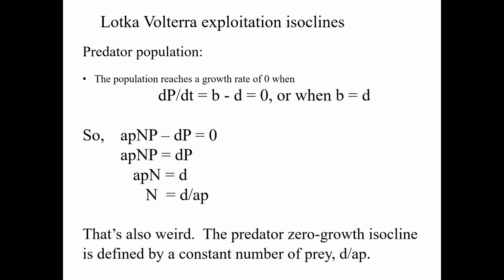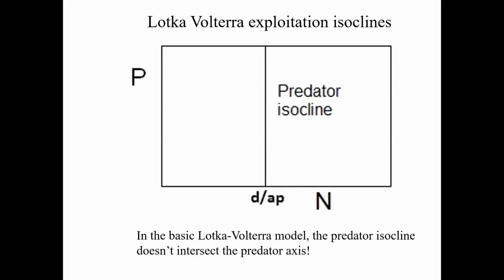Okay, and once again, it seems like this should be completely useless to us because it's so counterintuitive. But this is what it looks like when you graph it. Here's the intercept of the predator isocline. It is always D divided by AP. Okay, and once again, I've got it on the x-axis here because it's strictly related to the number of prey. But it could actually be anywhere here.